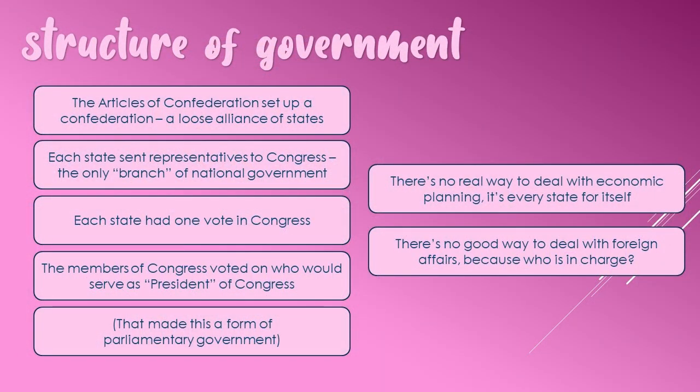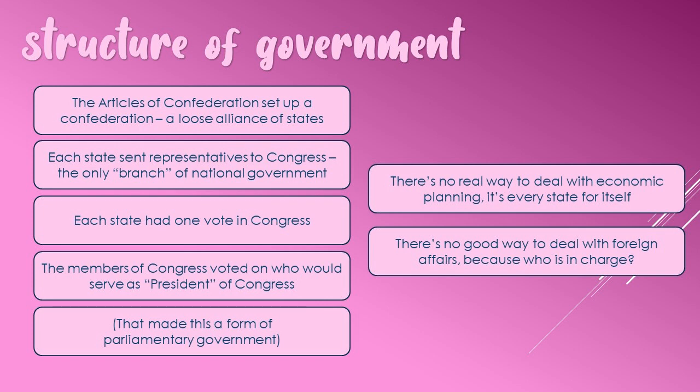First, we want to just take a general look at the structure of the government that was created by the Articles here. So this set up a confederation. We learned on our first day that a confederation is a loose alliance of independent states. And so the states were loosely working together here, but were mostly their own dominion where they were. Each state sent representatives to Congress, which is the only branch of the national government.